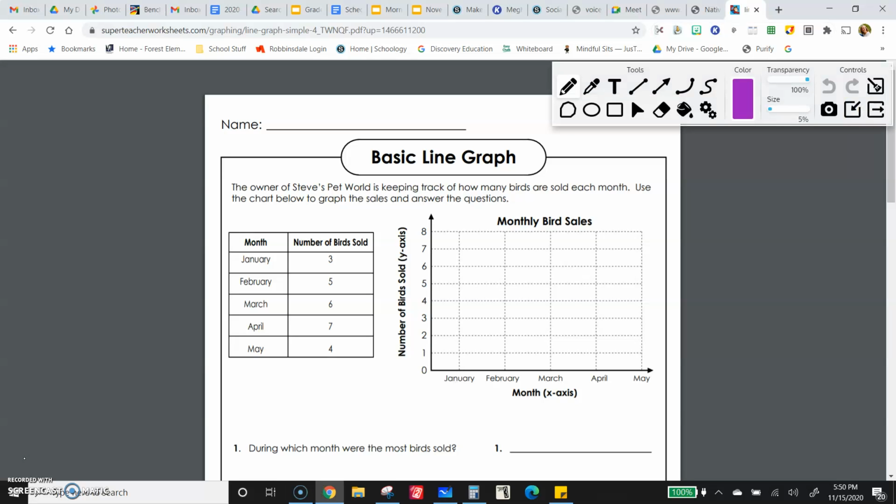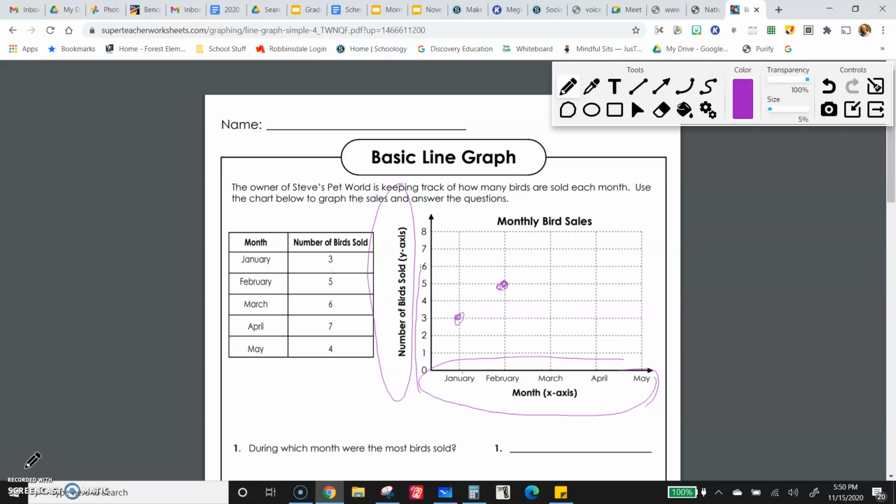The easier part is that they set it all up for you. So they set up the x-axis, they set up the y-axis, they show you the numbers. So all you have to do is go in and fill in the dots. So January is 3. So we go to January, we go up to 3. February is 5. And it's showing us the number of birds sold.